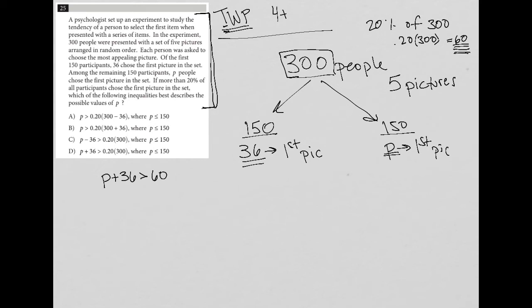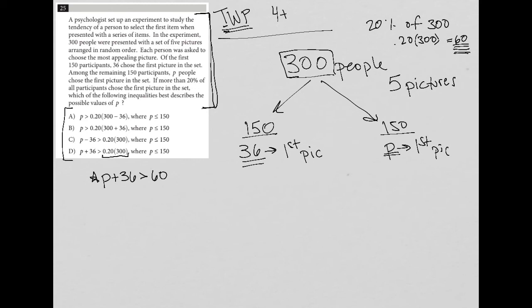All right, let's keep reading. So if more than 20% of all participants chose the first picture in the set, which of the following inequalities best describes the possible values of P? All right, well, I kind of already found something here. But when I look at my answer choices, I don't see exactly this. I do see P plus 36 is greater than 0.2 times 300.